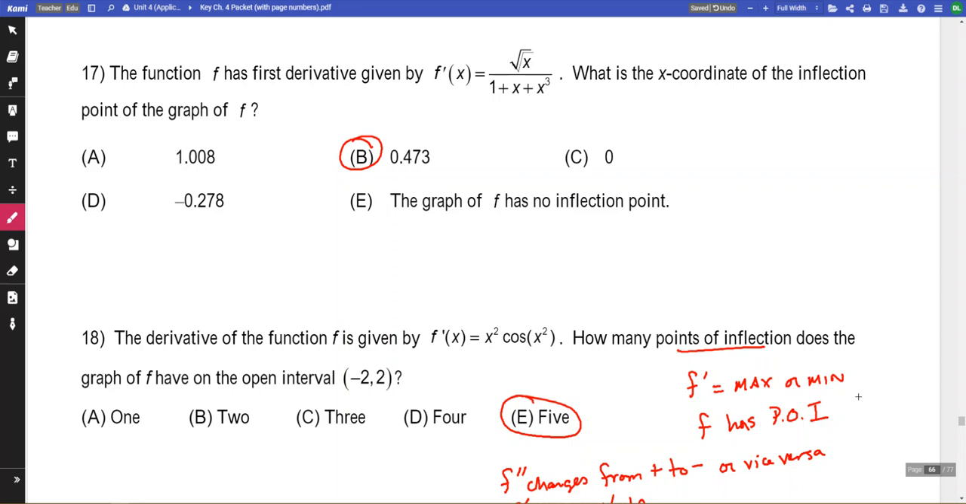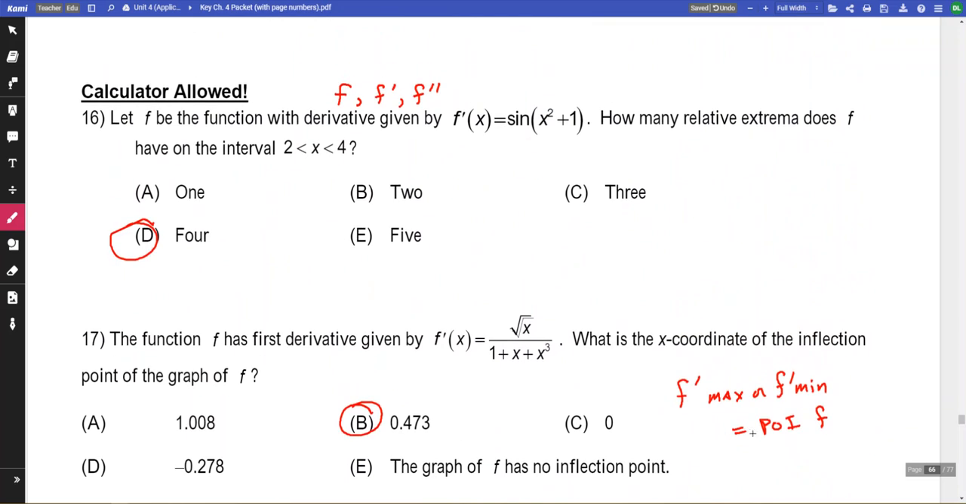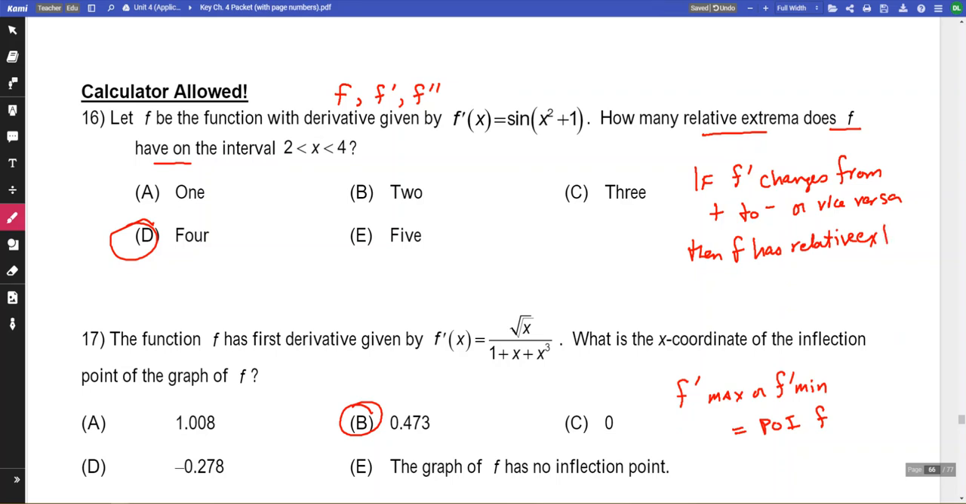Same idea applies right over here: we know f prime max or f prime min equals a point of inflection on f. And same idea that we talked about here on number 18. All right. And finally, if we look here, how many relative extrema does f have on our interval? Well, for this particular problem, if we're given f prime, if f prime changes from positive to negative or vice versa, then f has a relative extrema, meaning that f has a max or a min.